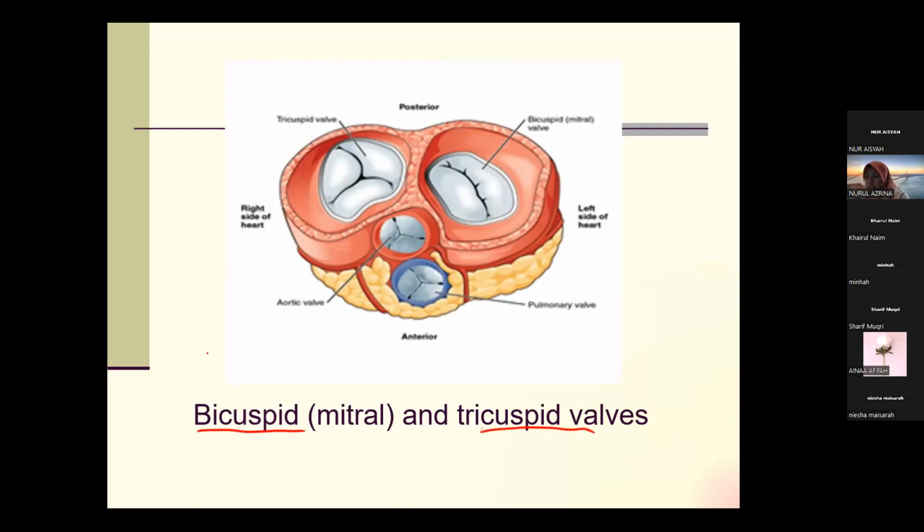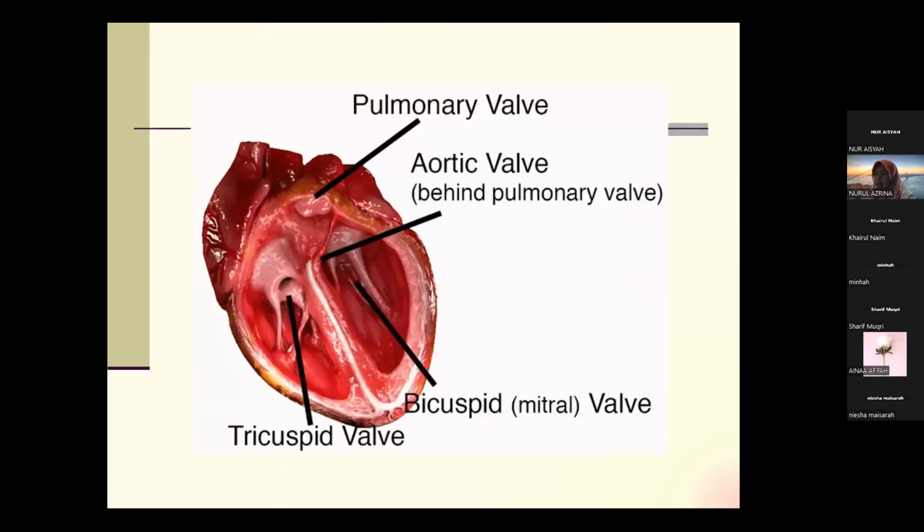Is the bicuspid valve on the right side or the left side? Do you remember whether you learned this in school? Did you? Okay, so is bicuspid the right side or the left side of the heart? Left. Really? Okay, it seems everyone is getting sleepy.